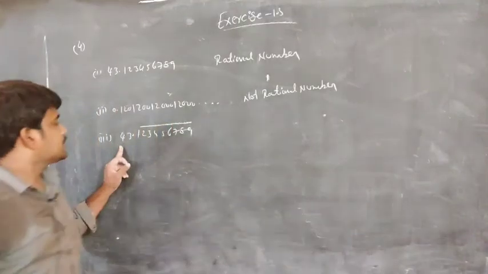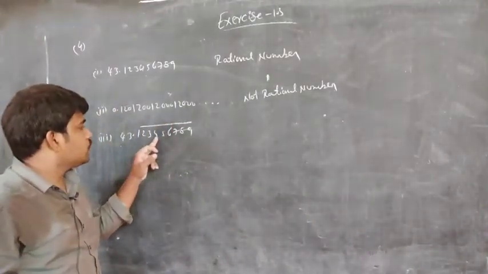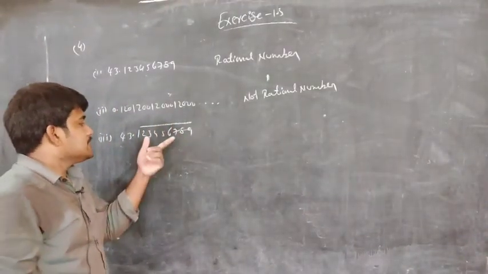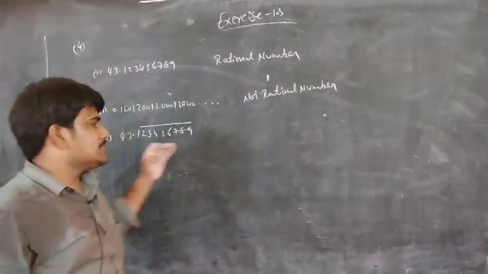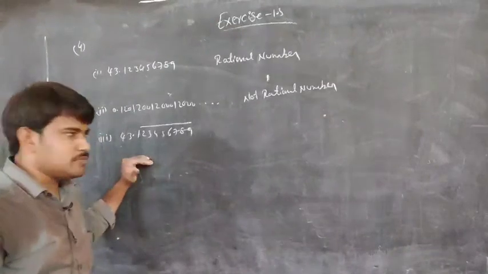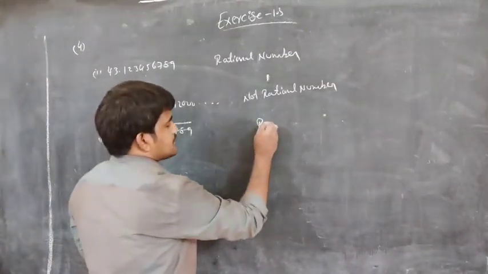Next one, 43.1234567 bar. That means this is repeating again, 1 2 3 4 5 6 7 8 9, 1 2 3 4 5 6 7 8 9. So this is a non-terminating repeating decimal. So this is also a rational number.